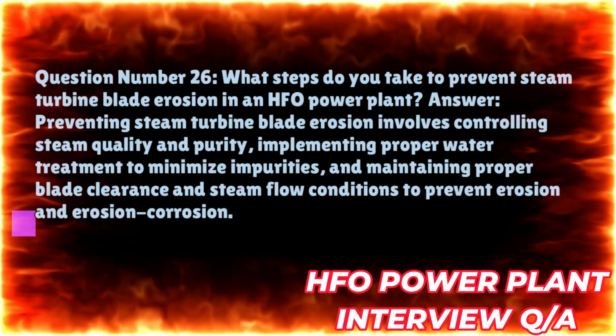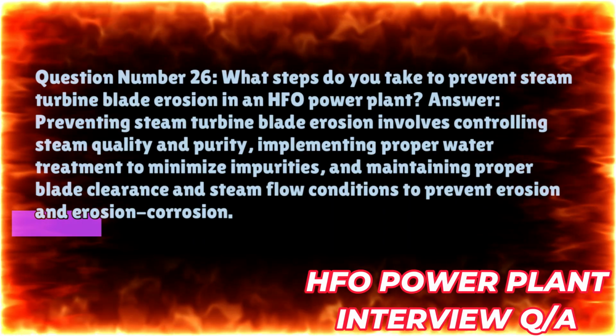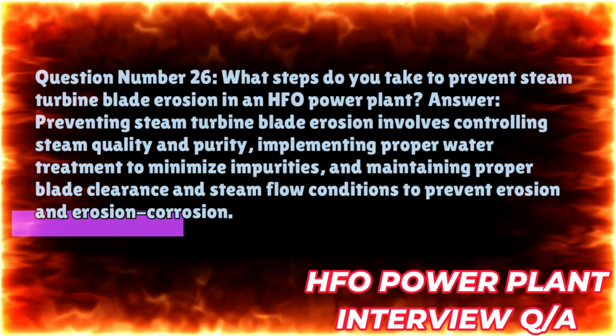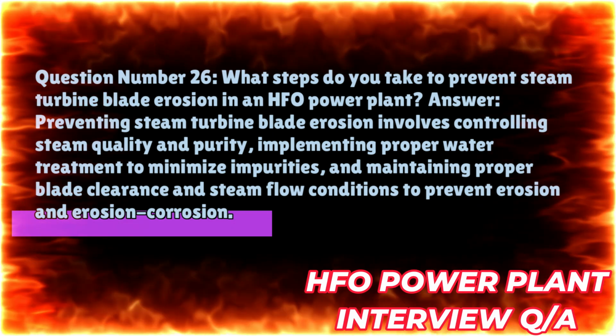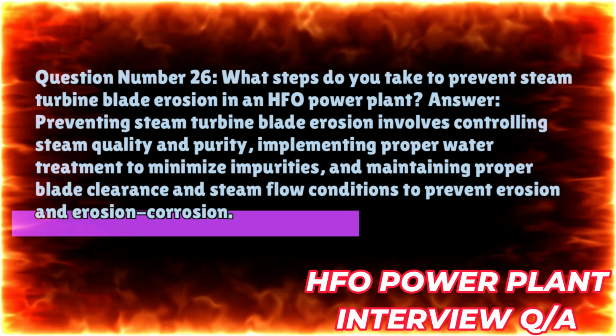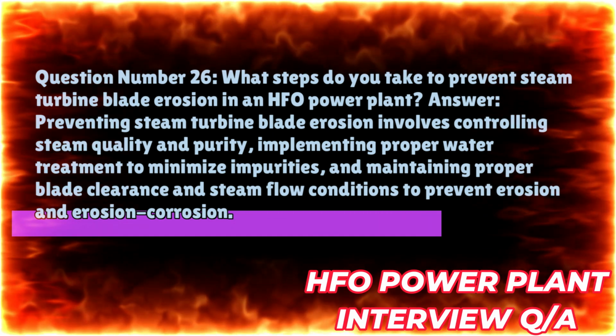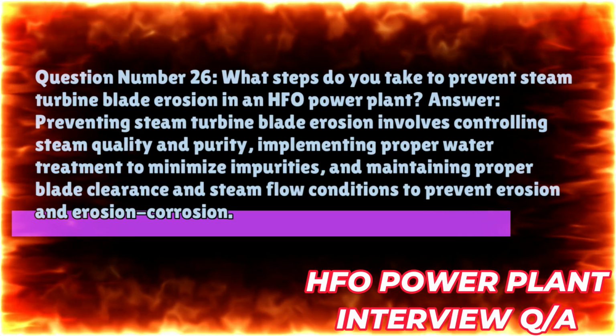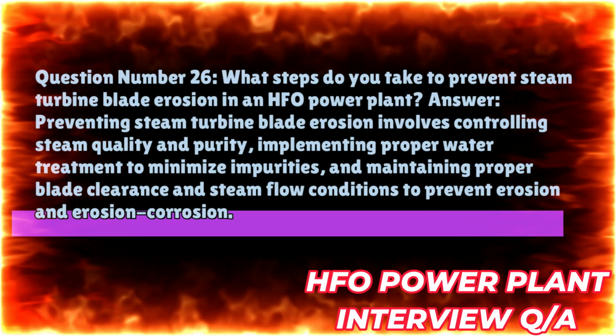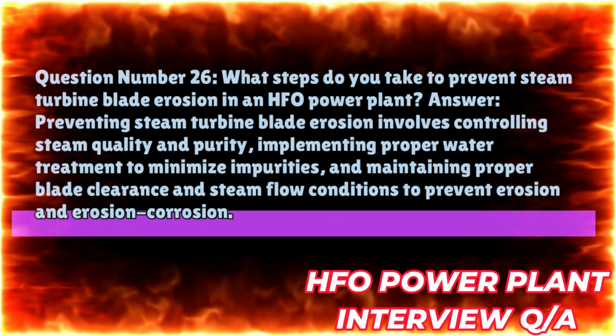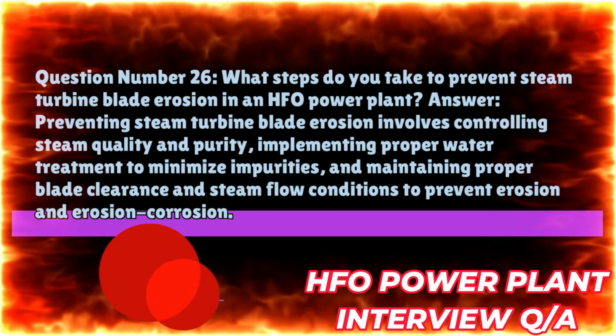Question number 26. What steps do you take to prevent steam turbine blade erosion in an HFO power plant? Answer. Preventing steam turbine blade erosion involves controlling steam quality and purity, implementing proper water treatment to minimize impurities, and maintaining proper blade clearance and steam flow conditions to prevent erosion and erosion corrosion.